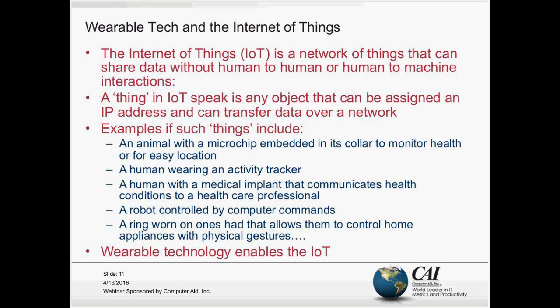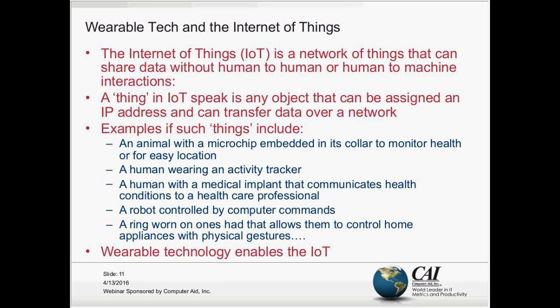So the Internet of Things is obviously Internet-enabled. It's a network of things that share data without human-to-human or human-to-machine interactions. A thing, in Internet of Things speak, is an object that can be assigned an IP address and that can transfer data over a network, over the Internet. Some of these things include a microchip embedded in your dog or your dog's collar that might monitor the dog's health or activity level, or make it easy for you to locate the animal if it is lost.